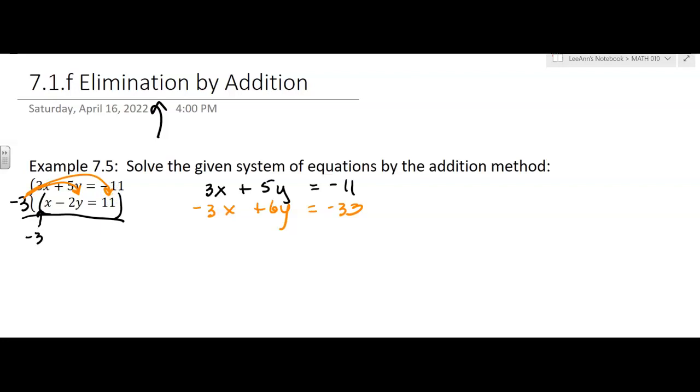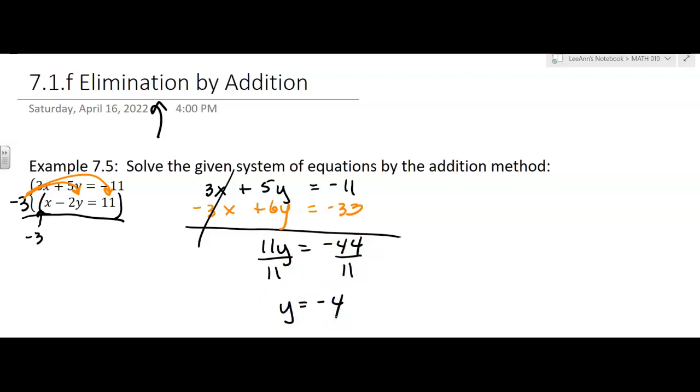Okay, so yay, that's going to be helpful because now when I add them, 3x and negative 3x cancel out. I get 11y equals negative 44. I like the looks of that. I'll divide both sides by 11, and I get y equals negative 4. Yay! But I only have half of the equation. I only have y. So I have to find x.